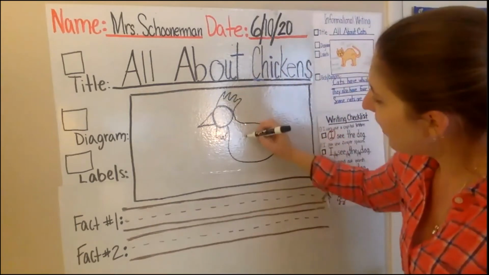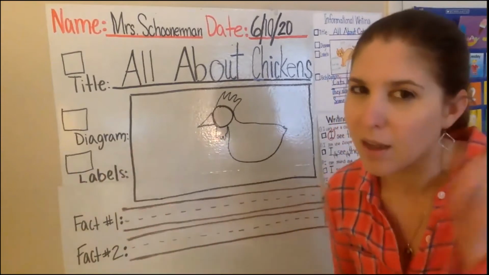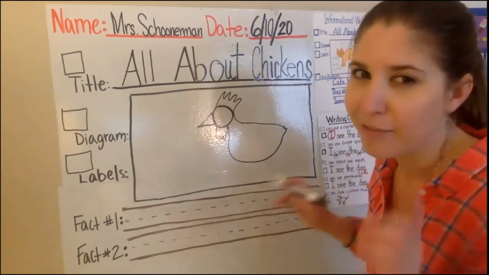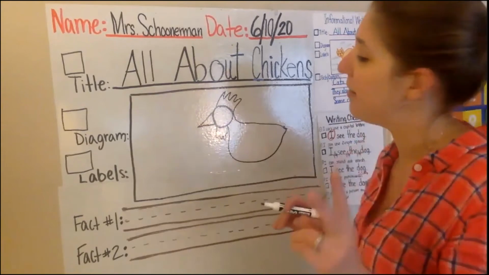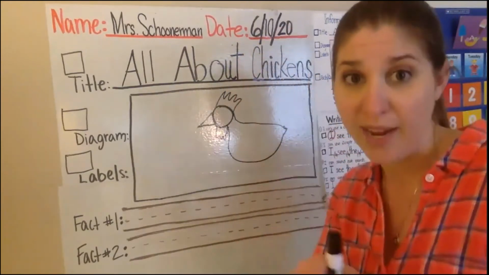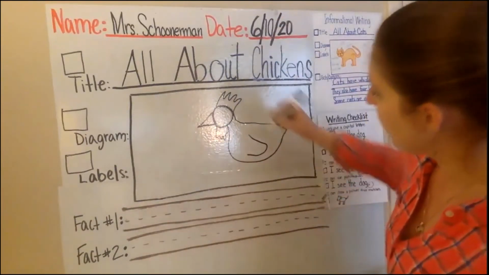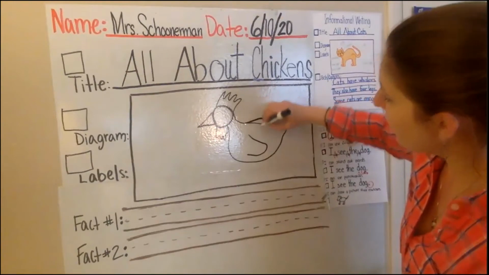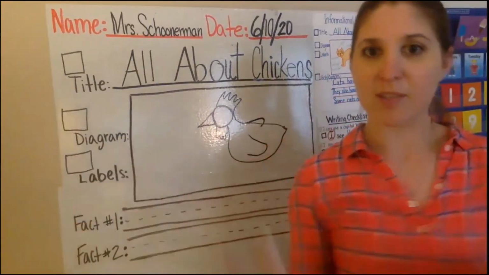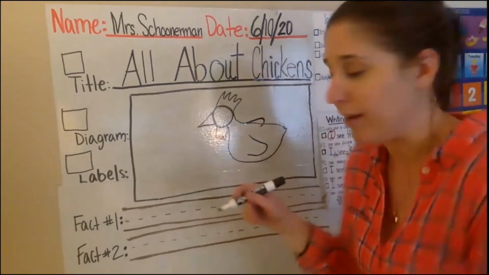And I heard chickens have wings. I also heard it's a fact that they can't fly very far and they can't fly very high, but chickens have wings. So we want to make sure we give our chickens some wings. There's one wing, and then I know there's another wing on the other side, but this is a side profile of a chicken. So I'm just going to make a little wing hanging out there.